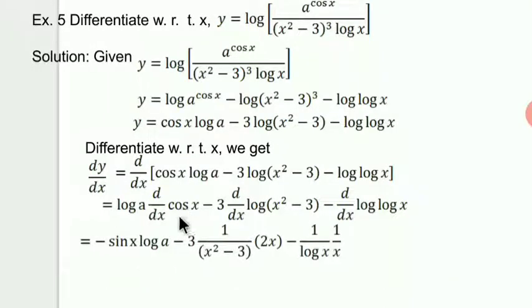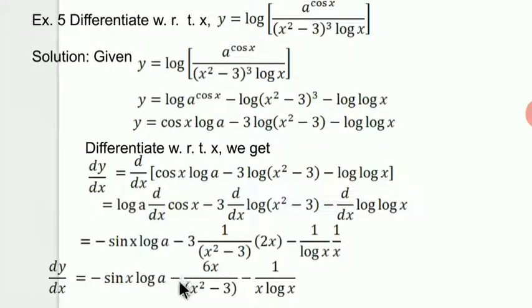So we get minus sin x into log a minus 3 times derivative of this term, which is 1 upon (x square minus 3) into derivative of x square minus 3, which is 2x, minus derivative of this term, which is 1 upon log x into derivative of log x, which is 1 upon x. I directly write here the terms. So dy by dx is equal to minus sin x into log a minus 6x upon (x square minus 3) minus 1 upon x log x. This is our required differentiation for the given function.